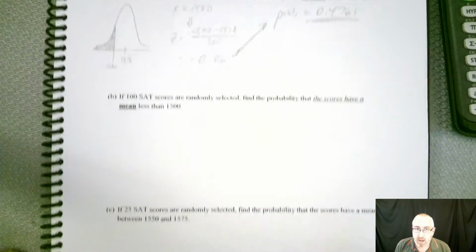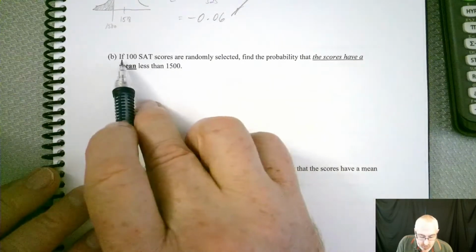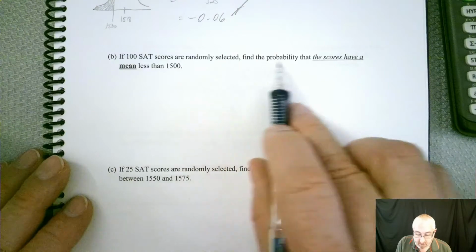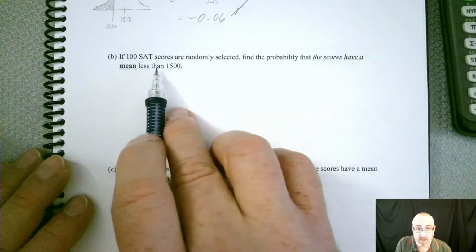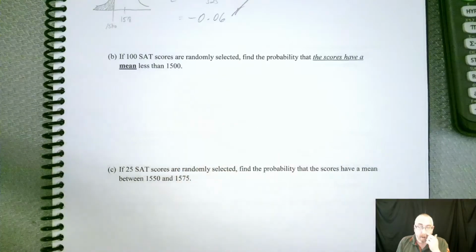So let's see what happens when we have a different size sample. If 100 SAT scores are randomly selected, find the probability that the scores have a mean less than 1500. Let me just explain. If we wanted to analyze those 100 scores individually, that's going to take a long time because you have to analyze every single one of those. But if we batch them together, the only way we can analyze that batch is by looking at something that represents them all, and that's going to be the mean. If we look at the mean, that's a single value that we can analyze. That's why they use that x bar notation, because you're averaging those 100 values, not just looking at them individually.